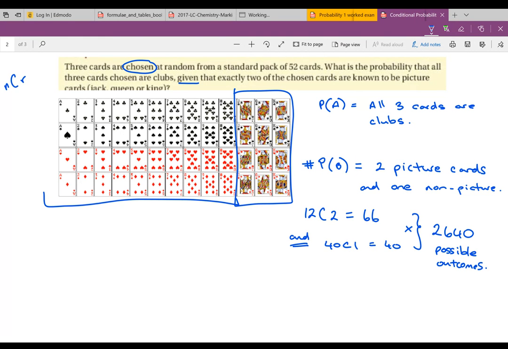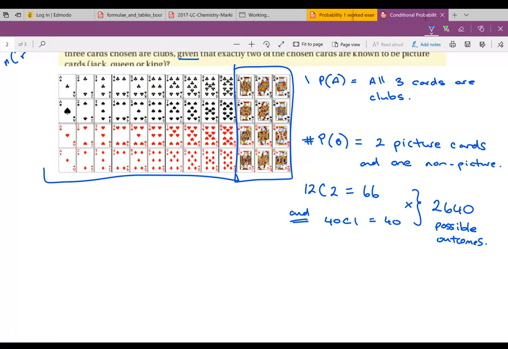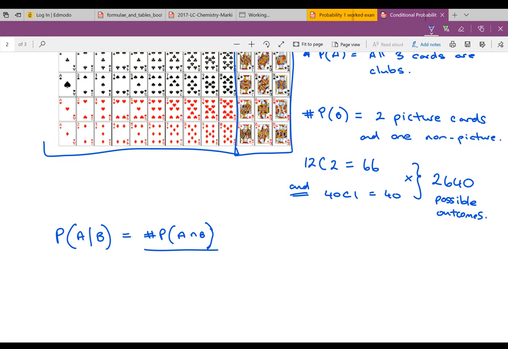Okay. I don't necessarily need the actual probability here yet. Now, what I'm actually asked for, so I don't actually need to find the probability of A at all. I'm asked for the probability of A given that B has happened, which means I need the probability of A intersection B, or what we're going to be using, which is the cardinal number, over the number of possibilities for B. So I can use the cardinal number as well.